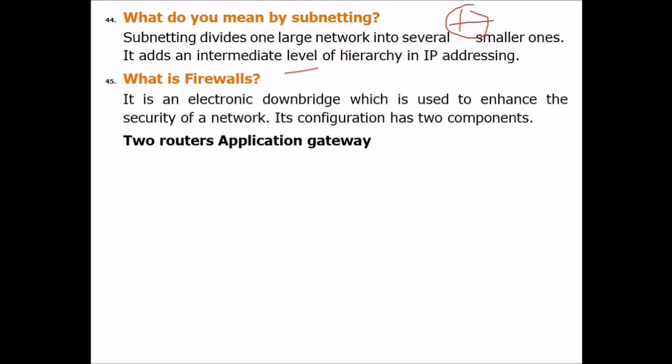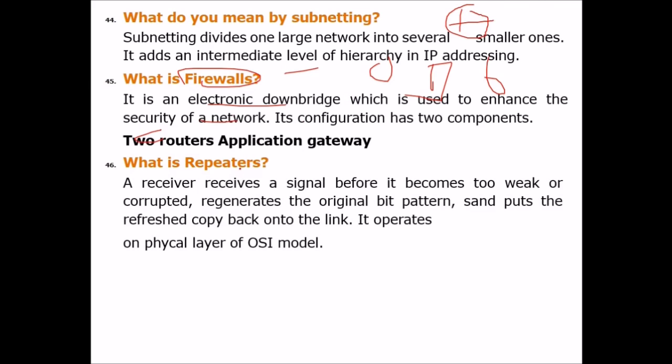What are firewalls? Firewall is usually talked about in terms of software, but in hardware terms, it is an electronic bridge which is used to enhance the security of a network. Its configuration has two components: two routers and an application gateway in between. What are repeaters? A repeater receives a signal before it becomes too weak or corrupted. It regenerates the original bit pattern and puts the refreshed copy back into the link. It operates on the physical layer of the OSI model.